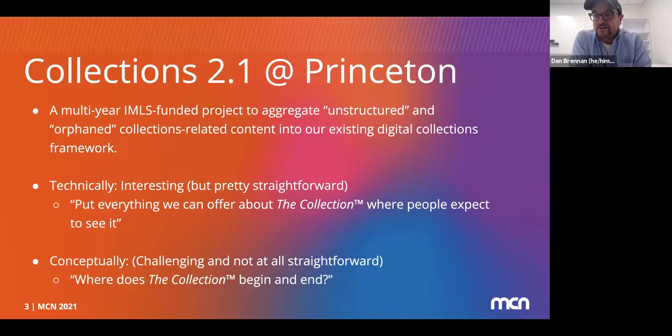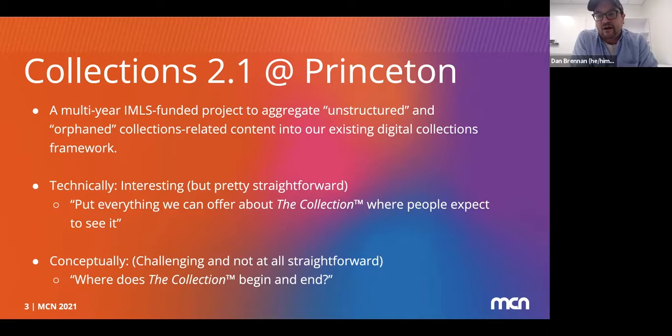Collections 2.0 was a multi-year project that began about 5 years ago, wrapped up about 3 years ago, to re-architect the entire way that we deliver collections to the web. This was largely a technical project from a content perspective. The modifications, I won't say were superficial, but they were not dramatic. What we delivered at the end of that project was pretty similar to what we delivered at the beginning of it. The project was more about how we did that. Collections 2.1 is something that's a little more interesting from a content perspective.